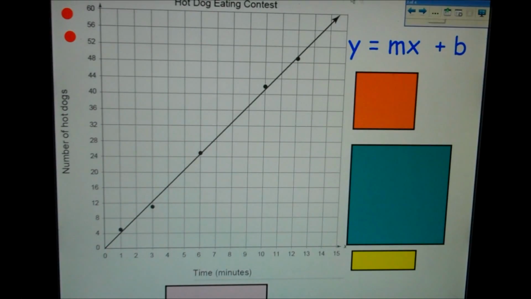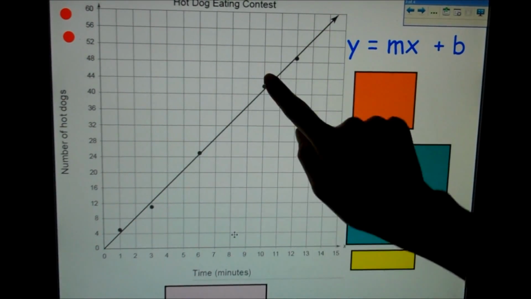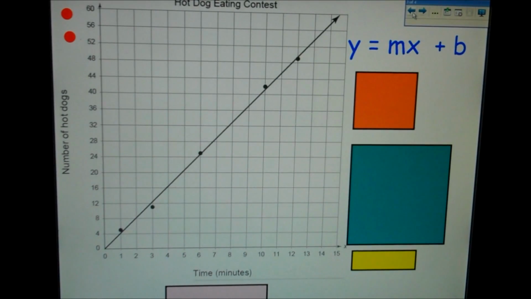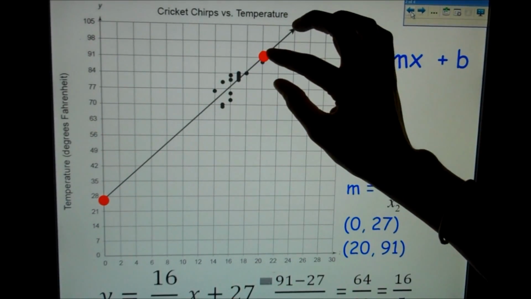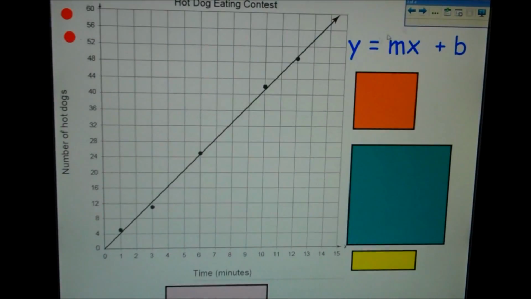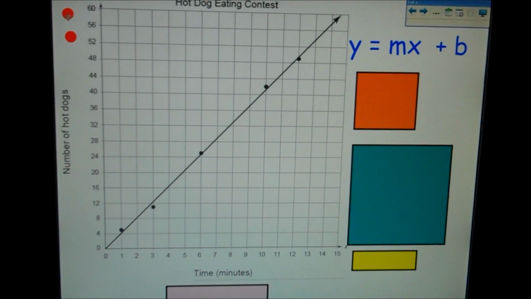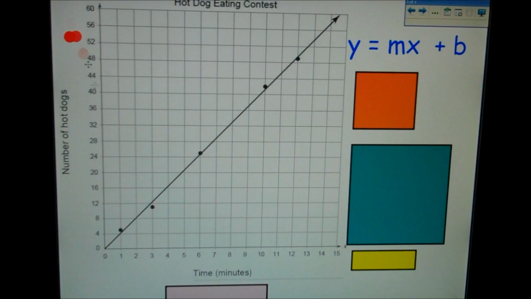Here's the next one. A hot dog eating contest. Okay? We want you to write the equation of the line of best fit. Now, this data, if you notice, is very strongly correlated around this line of best fit. This last one, the data was kind of spread out and kind of far away from the line of best fit. This one is very close to that line of best fit, and we're going to deal with that in our next video. Okay, I'll help you.